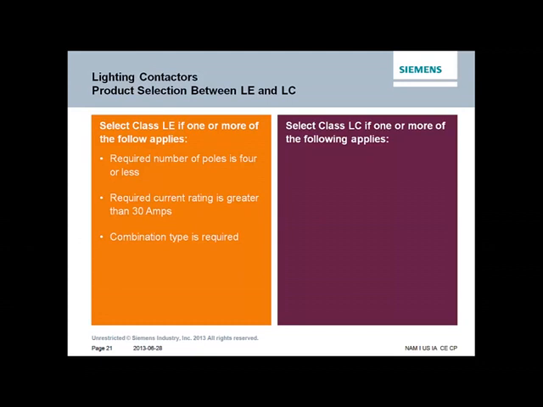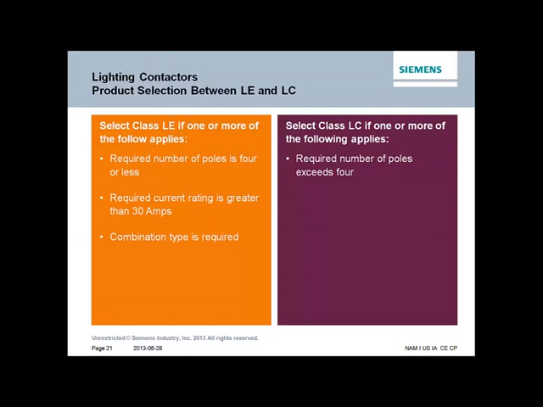For the Class LC, you may want to select a Class LC if one or more of the following applies. If the required number of poles exceeds 4. When it exceeds 4, the Class LC starts to become more economical than several individual Class LE contactors. Again, with the Class LC, you can have up to 12 poles all on the same contactor.